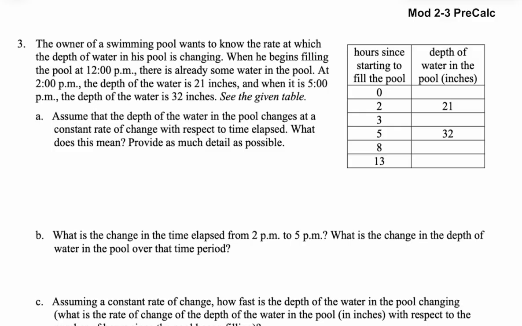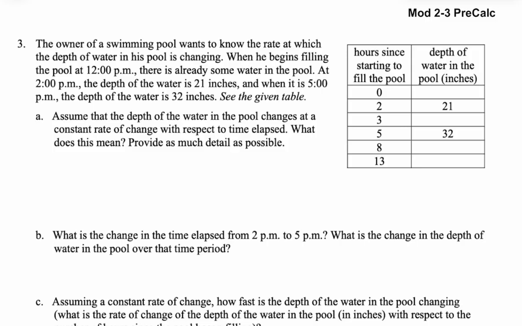It says the owner of a swimming pool wants to know the rate at which the depth of the water in his pool is changing. When he begins filling the pool at noon, there is already some water in the pool. At 2 p.m., the depth of the water is 21 inches. And when it's 5 p.m., the depth of the water is 32 inches. So they've made a little table there, okay?